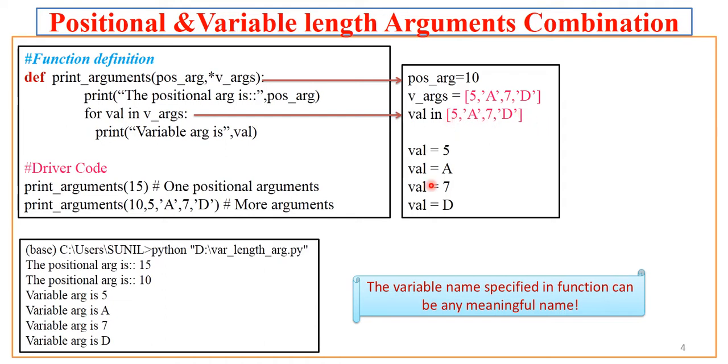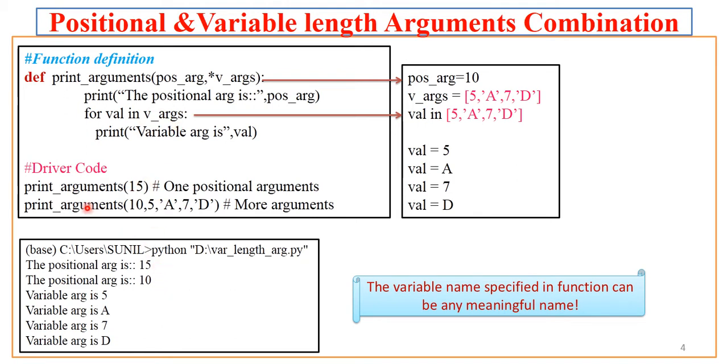So what is the output of the program? I have stored this program as var_length_argument.py. For the first call, as there is one argument, I get this statement printed. As there are no extra arguments, the var_args list is empty, so this for loop will not get executed. I get only one statement printed as part of the first call to the function.